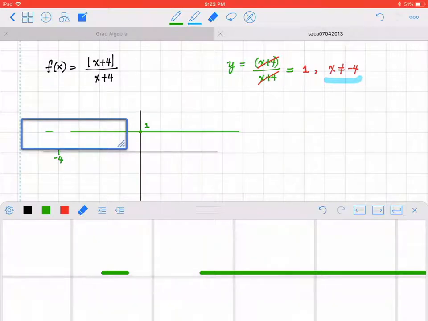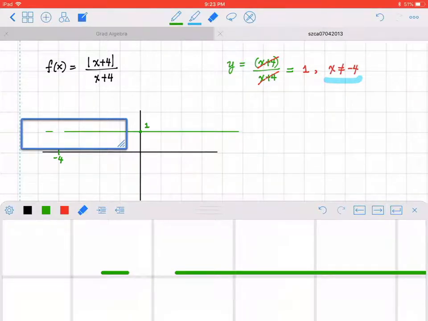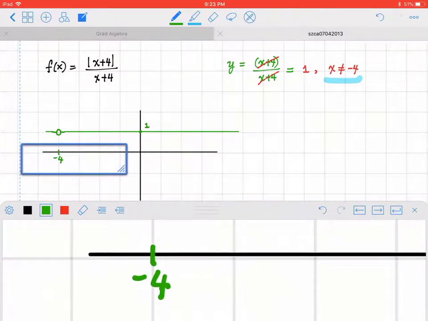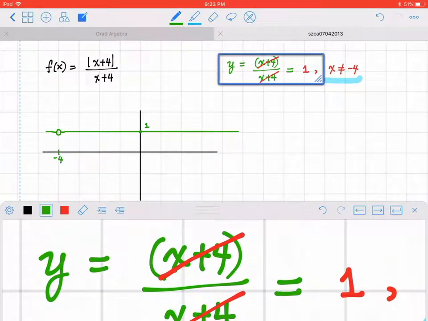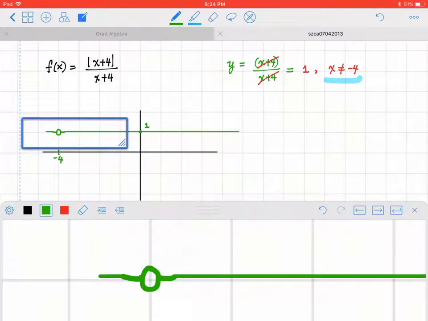So what would happen here, I didn't want that to be that big. Let's get a little piece away, is you get a hole like that. That's where these little holes are introduced. So you have it undefined at negative 4. And this is really what this function here looks like. But this is not f of x being absolute value of x plus 4 over x plus 4. This is just regular without it. The thing is that we have to really understand what's happening here.